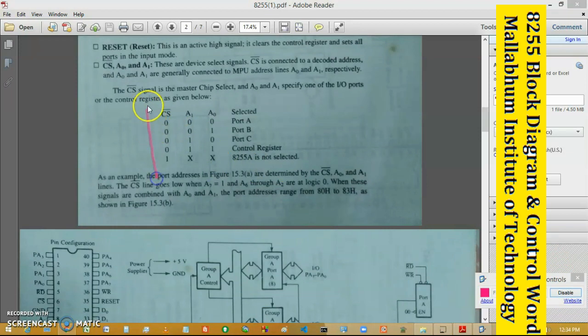So again, one more thing for discussing the control word is which port is to be selected. I have said earlier, whenever I discussed the block diagram, that these 3 are used in conjunction. That means if it is 0, that means chip is selected, then only these 2 are used. So after the chip is selected, if A1 and A0 are 0 0, then port A is selected. If it is 0 1, port B is selected, if it is 1 0, port C is selected, and if it is 1 1, control register is selected. And the rest are don't care conditions. 8255 is not selected if this is 1. If this is 1, then 8255 is not in use.